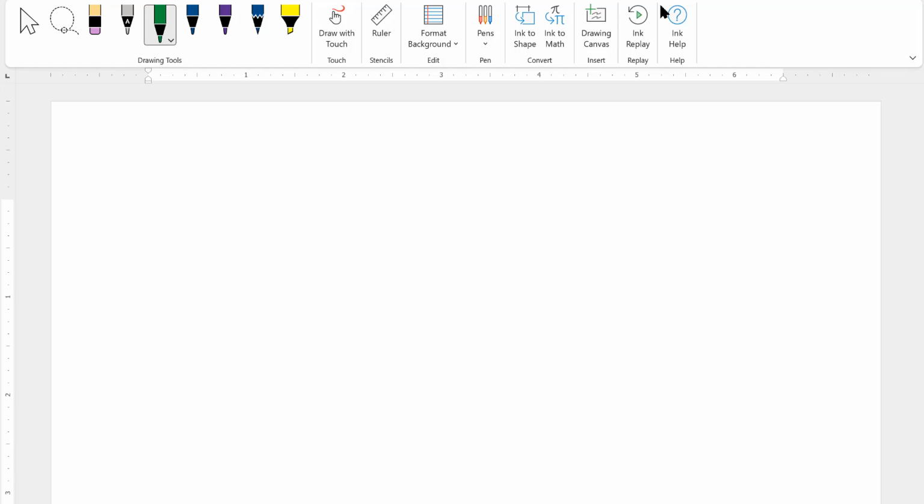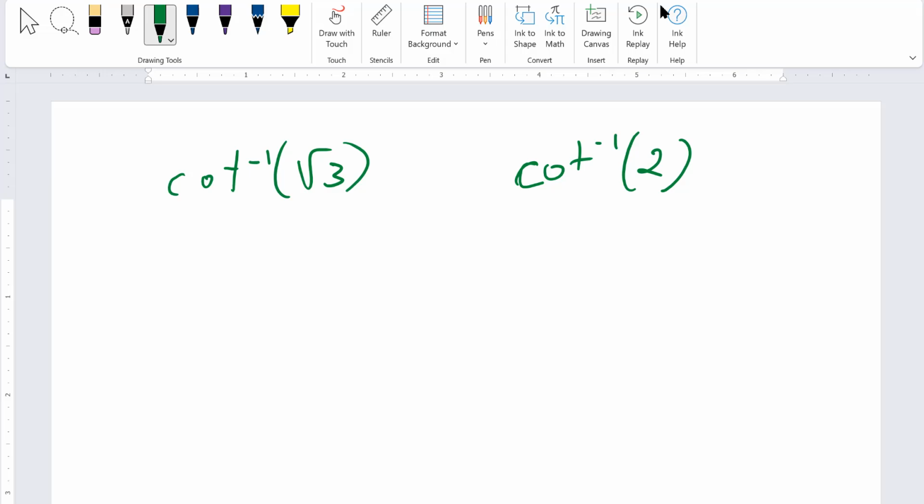In this video, we're going to look at how you find the inverse cotangent of something. In particular, we're going to find the inverse cotangent of the square root of 3 and also the inverse cotangent of 2. Now, we're going to need the calculator for the inverse cotangent of 2, but we'll start with this one here.